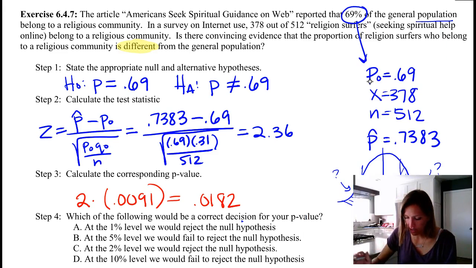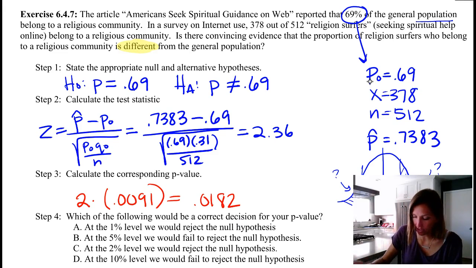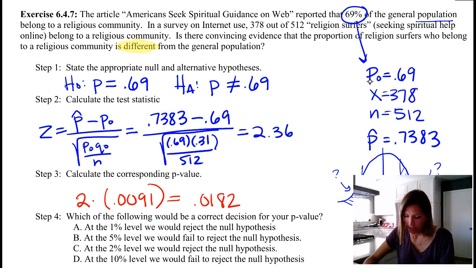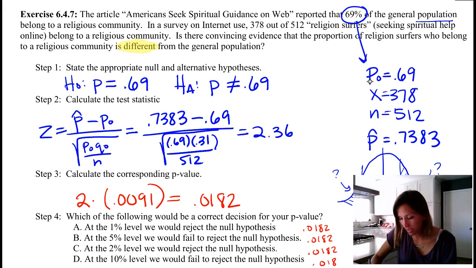Now, normally here's where we compare this to our alpha level and then make our statistical decision. And we've gone ahead and changed this to a multiple choice question. So which of the following would be a correct decision? And it basically says different levels and whether we'd fail to reject or reject. So since we have our p-value, it makes the most sense to just go ahead and do step 4 for all of these different given alphas, right? So they've given us 4 different significance levels, 0.01, 0.05, 0.02, and 0.10.